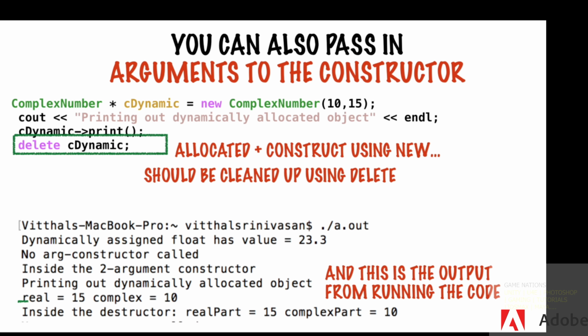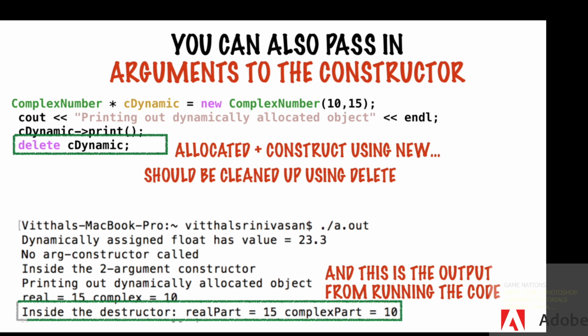If you notice the output, we can see that the destructor is called first. So when we call delete, the destructor is called. We can see the statement inside the destructor: real part is equal to 15, complex part is 10. That's what we print out inside the destructor. So delete now calls the destructor and deallocates memory for this object.